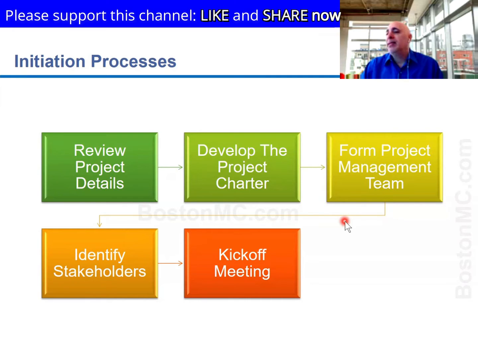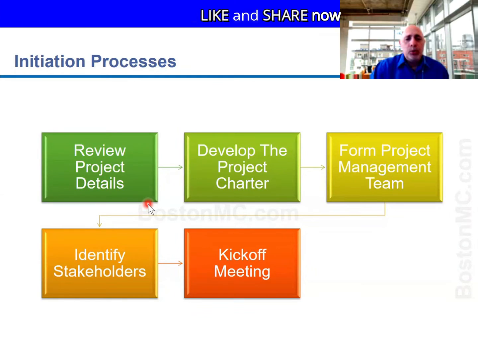And then me and the team will go and figure out who should be involved, who we call the stakeholders. Once we figure out who the stakeholders are, we're going to run a kickoff meeting, let everybody know what we're doing and what we've done so far so that we can have support within the organization. So let's move to the next step.